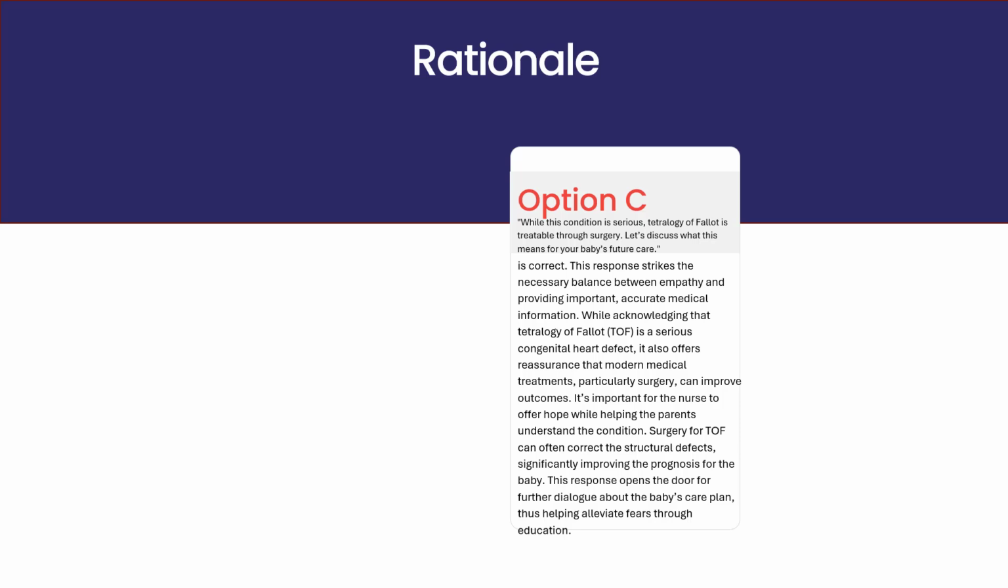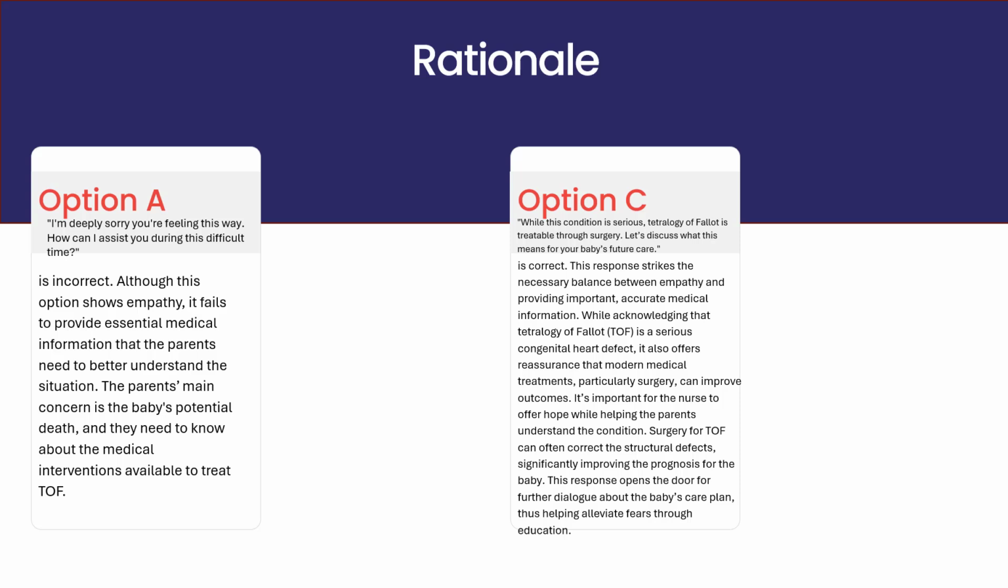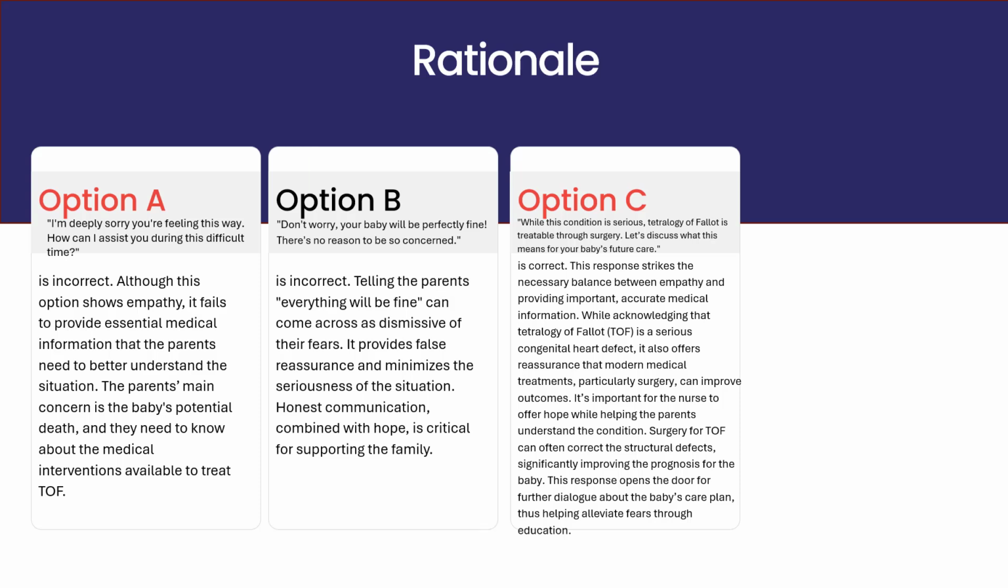A is incorrect. Although this option shows empathy, it fails to provide essential medical information that the parents need to better understand the situation. The parents' main concern is the baby's potential death, and they need to know about the medical interventions available to treat tetralogy of Fallot. B is incorrect. Telling the parents everything will be fine can come across as dismissive of their fears. It provides false reassurance and minimizes the seriousness of the situation. Honest communication, combined with hope, is critical for supporting the family.